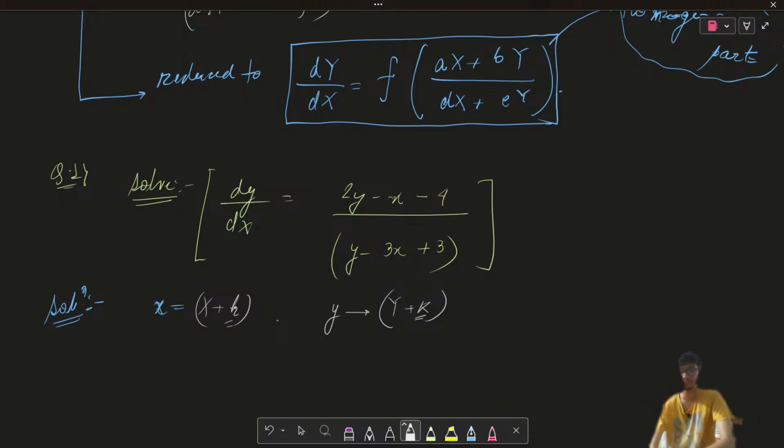Please try to solve this question. Please tell me the value of h and k that you are getting.